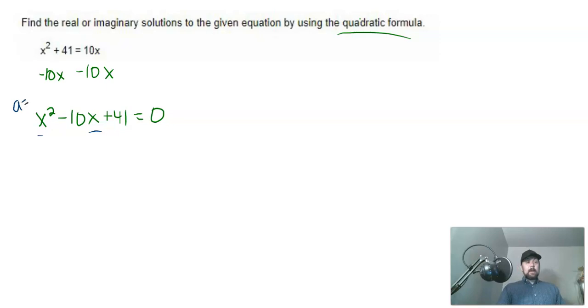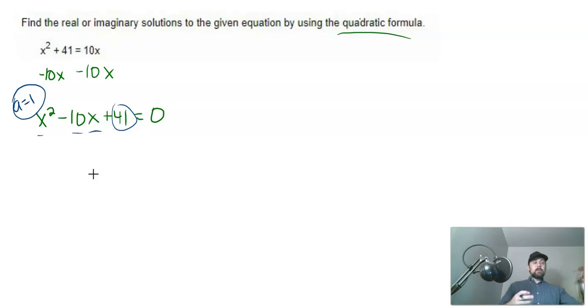In fact, it is kind of nice here because a is equal to 1. So if it can be factored, I just need to find two numbers that multiply to 41 and add to -10. But 41, I believe, is a prime number. You can't even break it down in any different way. So there's just no way to find two numbers that will multiply to 41, but then add up to -10.